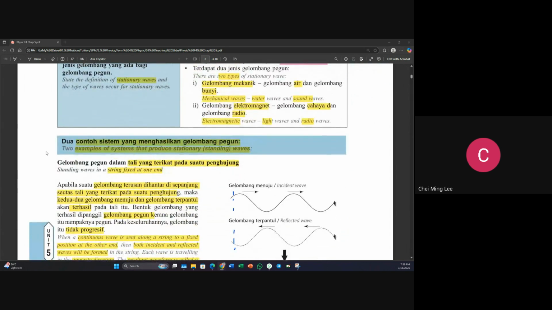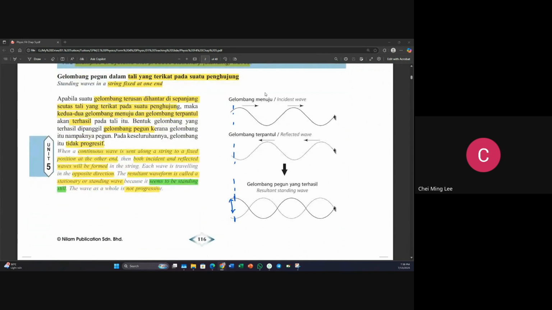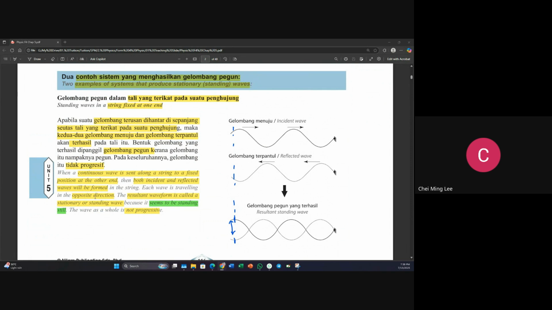Right, now let's see an example of a system that produces the stationary wave, or sometimes we call it a standing wave. When a continuous wave is sent along a string to a fixed position at the other end, that end is fixed. Both the incident and reflected waves are present. The incident wave is going forward. The reflected wave is generated when it hits the fixed position and comes back. So in the string, each wave travels in the opposite direction, and the resultant waveform is called a stationary or standing wave.